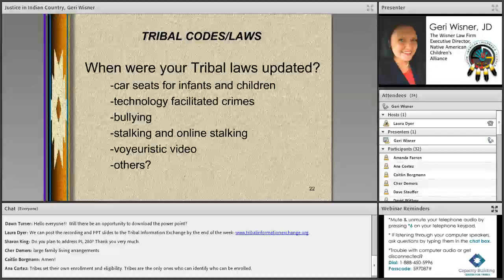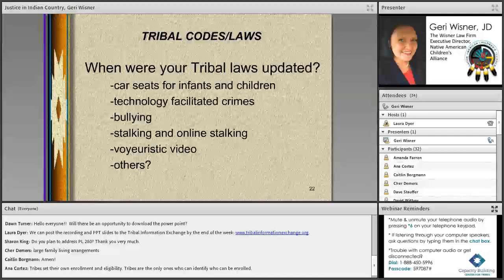Have tribes updated their codes since the 1980s when that was initiated? I say this, and I put these topics on here, and I'm just curious. This isn't a polling question, but I'm always curious. What was the last law that you're familiar with that your tribe has passed that affects children and families? I remember just a couple of years ago, we had to pass car seats for infants and for children.